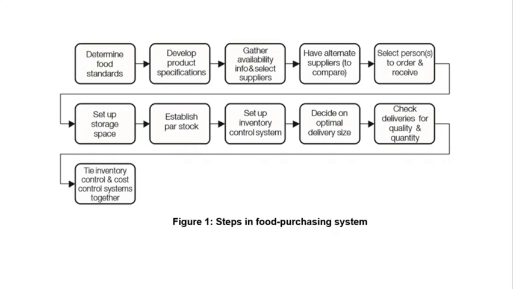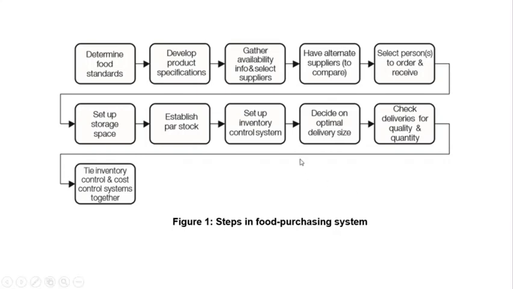Okay. Next is the steps in the food purchasing system. We have 1, 2, 3, 4, 5, 6, 7, 8, 9, 10, 11. We have 11 steps in the food purchasing system. Okay, the first step is to determine the food standard. Next is develop product specification.